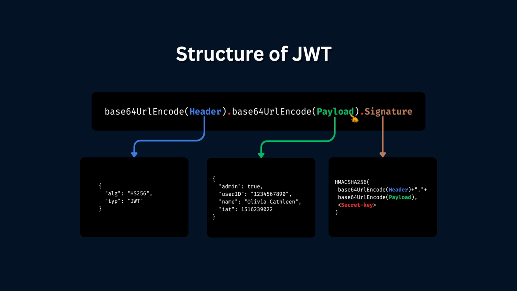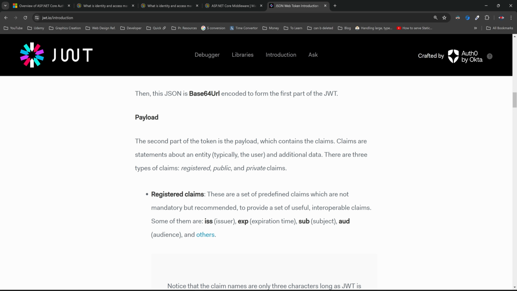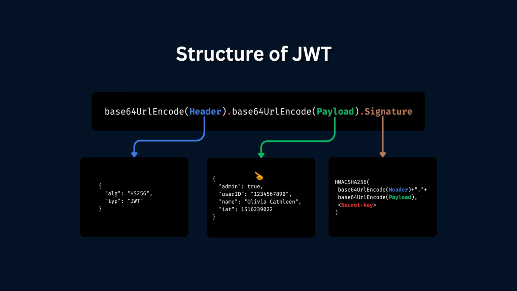And then comes the payload. So basically payload consists of claims. Claims are statements about the entity, that would be the authenticated user, and then some additional data about the token that we are generating. For example, inside this payload you could see that the admin property is set as true, meaning that this logged user is an admin, and then here we have the corresponding user ID from the database, and here we have the full name of the logged in user.